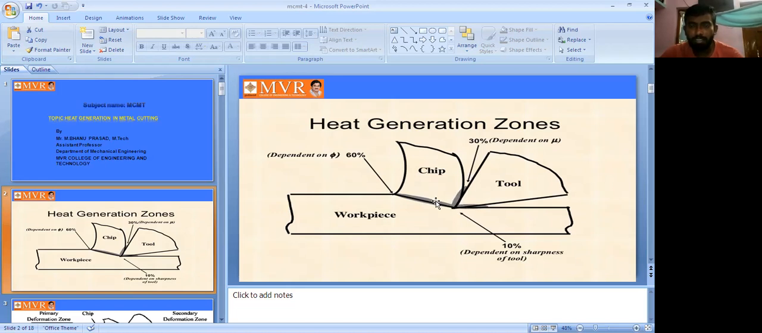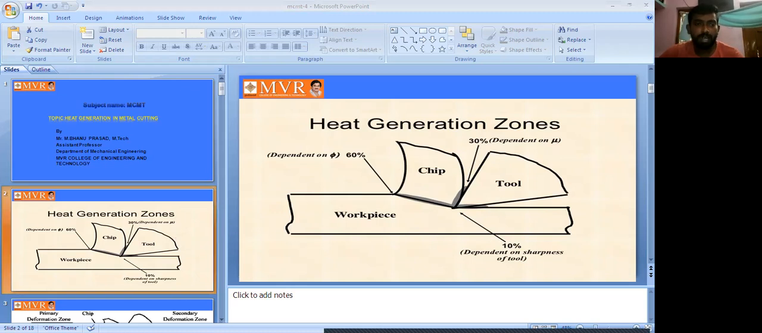So we have three regions. You can assume they are X, Y, Z regions. This Y region is nothing but the secondary deformation zone. So here 30% of the heat will be generated. Tertiary is nothing but 10%. This 10% of heat depends on the sharpness of the tool. So these are the heat generating zones.